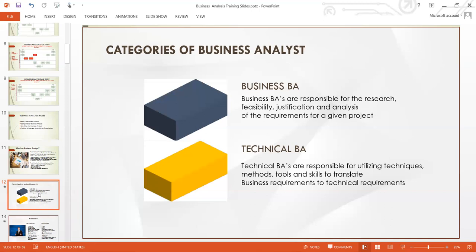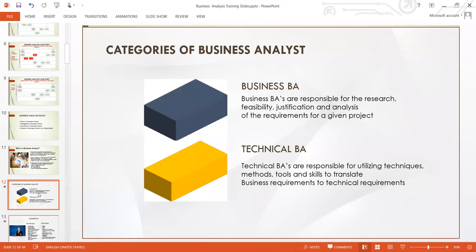Business analysts are responsible for the research, feasibilities, justification, and analysis of the requirement for a given project. So it is the duty of the business analysts, more especially when we are looking at the project life cycle. Our project life cycle, which we treated, we see initiate stage, define stage, execute stage, and closure stage. From define stage to closure stage, there is a business analyst. A business analyst works on each of those stages.